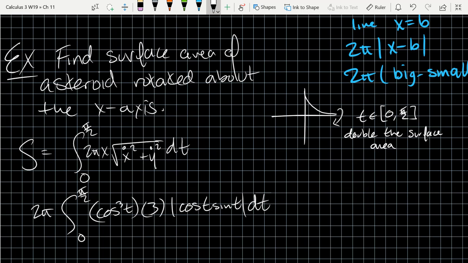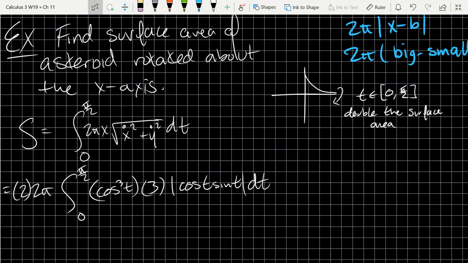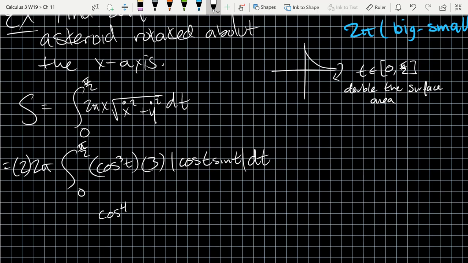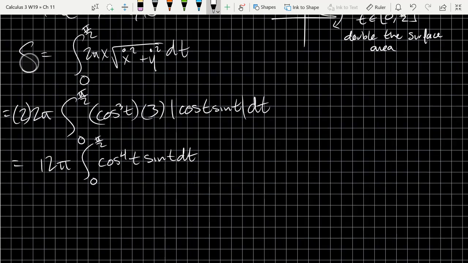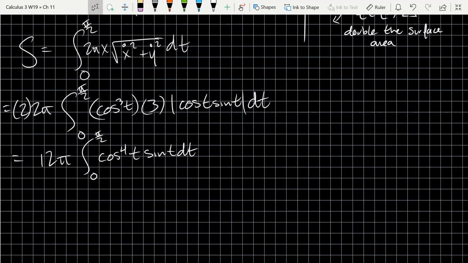So I'm skipping as many steps as I can, pretty much here. Oh yes, we get another 2 for doubling. And for the same reason as before, our absolute value can disappear because we're going from 0 to pi over 2. You don't have to think harder than a U-sub for this one. A single U-sub will solve this for you.